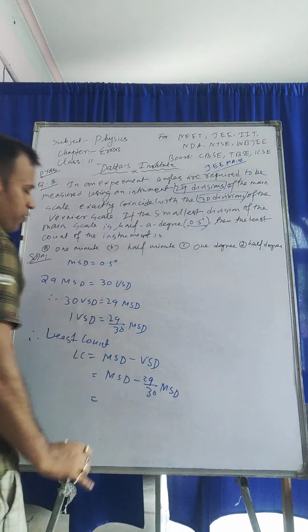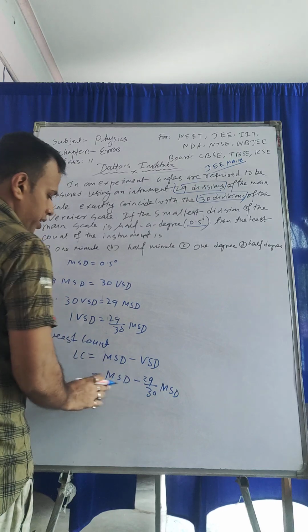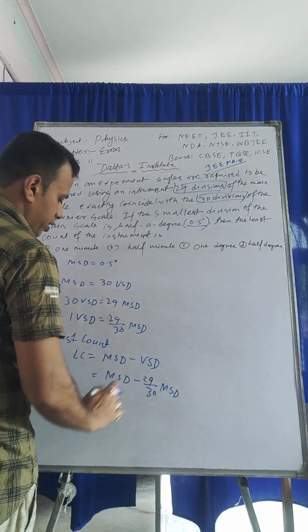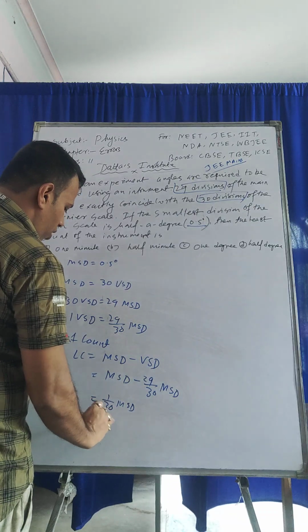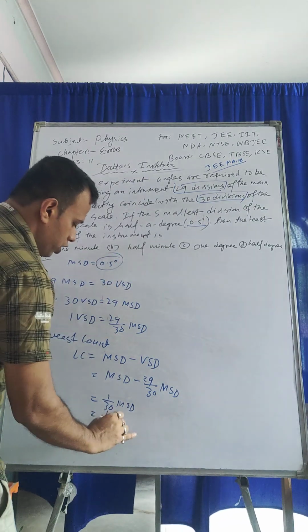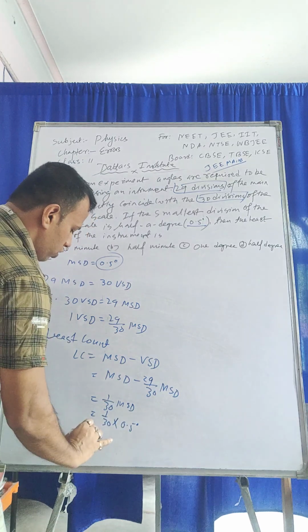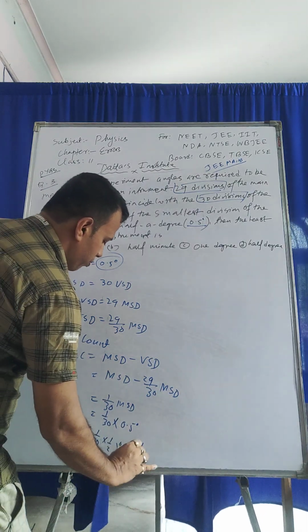Okay. So if you take the LCM here, what will come out? It will be 30 MSD minus 29 MSD by 30. It will be 1 by 30 MSD, and MSD is 0.5 degree. 0.5 we can write as 1 by 2 degree. So it will be 1 by 60 degree.